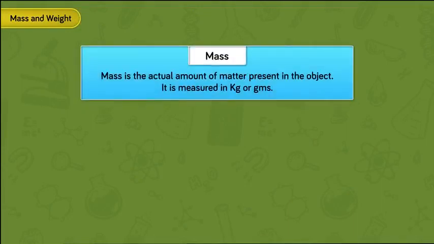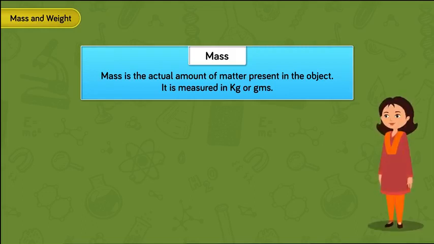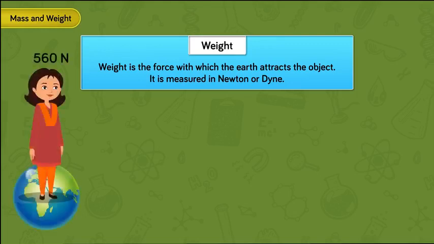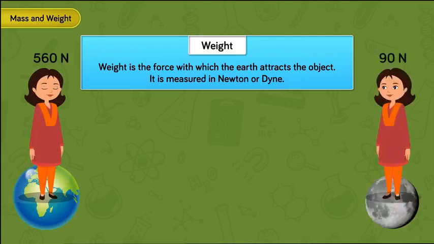Let's understand the concept of mass and weight in detail. Number 1. Mass. Mass is the actual amount of matter present in the object. It is measured in kilograms or grams. For example, the mass of the girl shown here is 56 kilograms. Number 2. Weight. Weight is the force with which the Earth attracts the object. It is measured in Newton or Dyne. For example, the weight of the girl on the Earth is 560 Newton and on the Moon is 90 Newton.